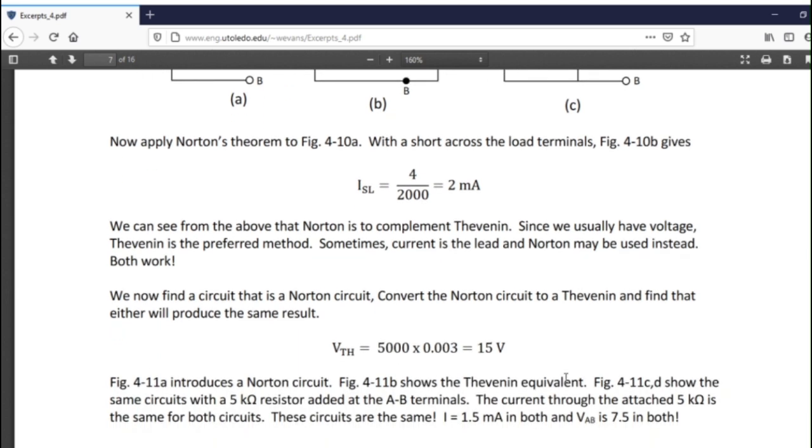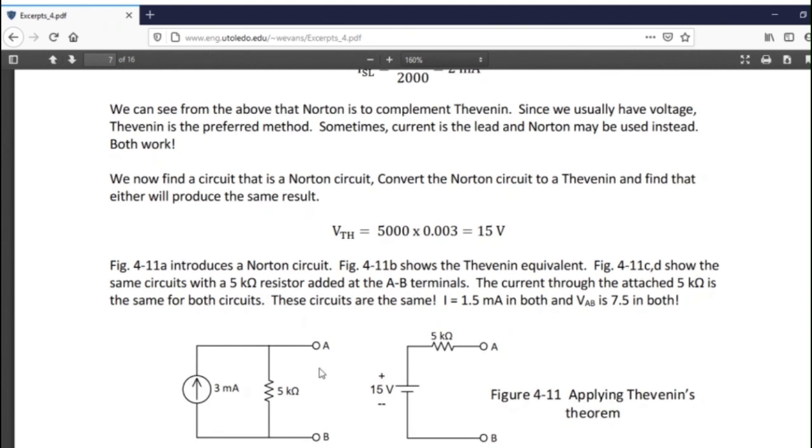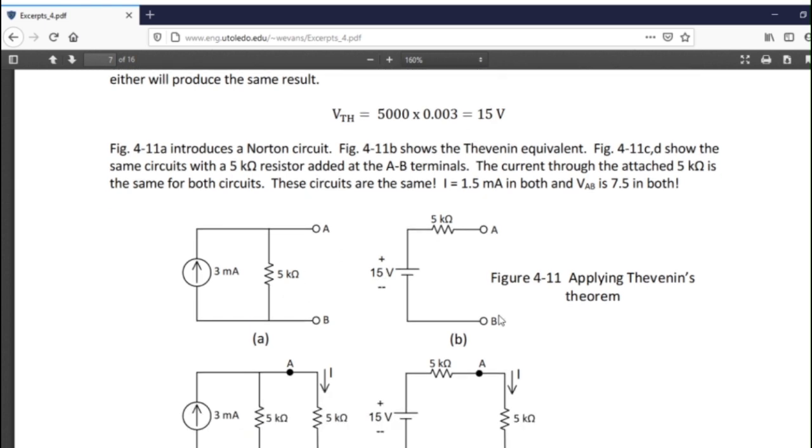Now, how do we find a circuit that is a Norton circuit? Well, convert the Norton circuit to a Thevenin and find that; either will produce the same result. All right, so if I have Norton, I can convert it to Thevenin. If I have Thevenin, I convert it to Norton. Either way works. Okay, so I have 3 milliamps and 5K, 15 volts. Move the 5K over, and I've got my Thevenin.